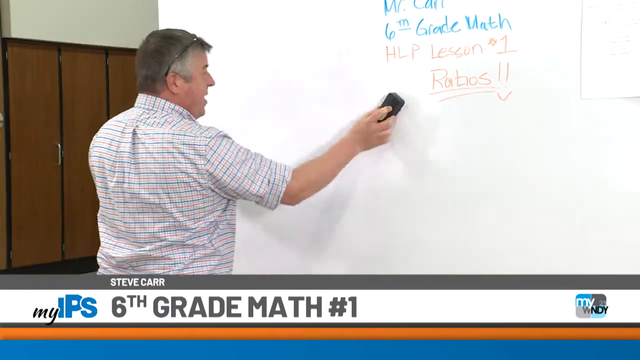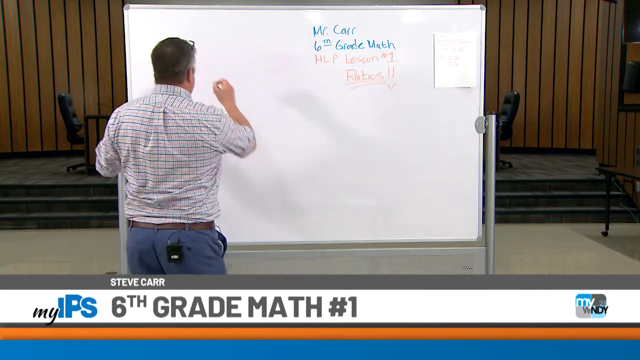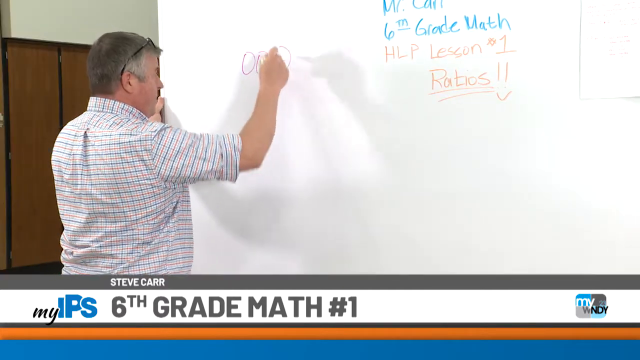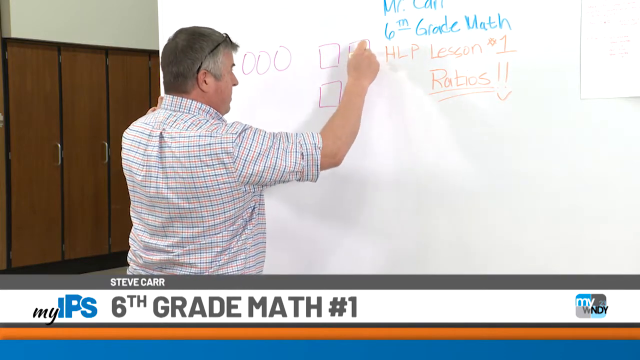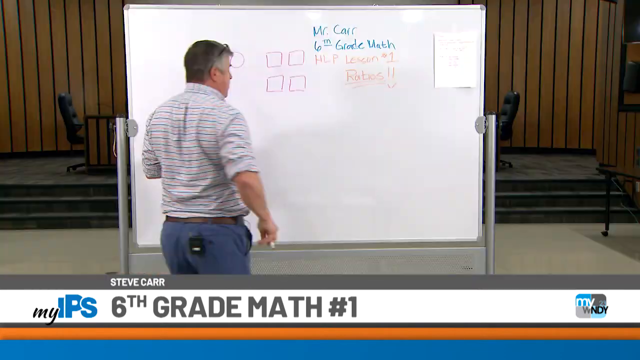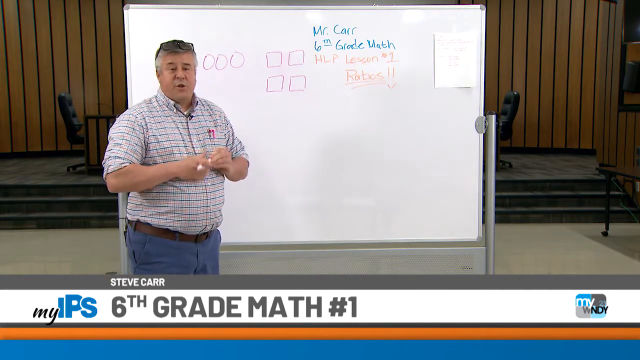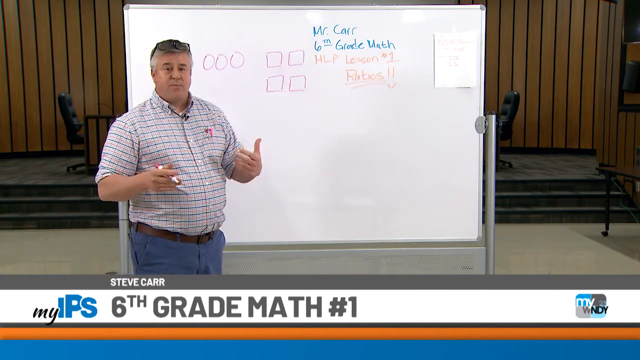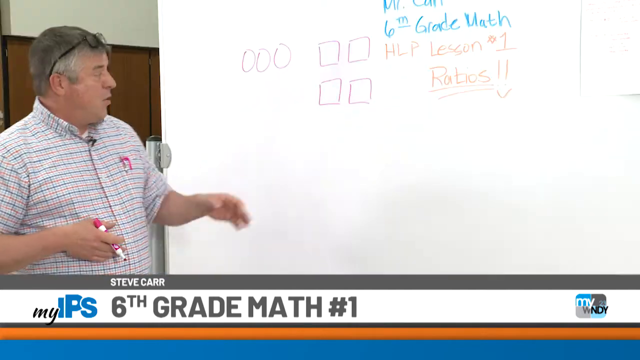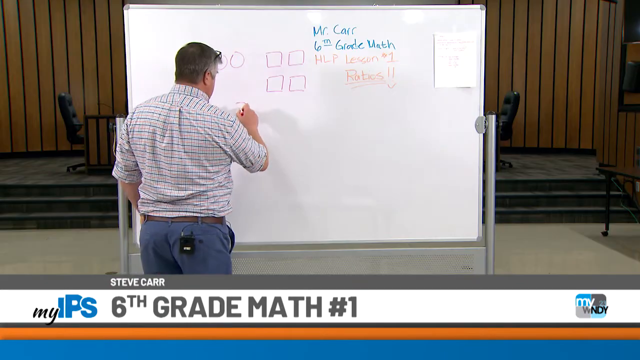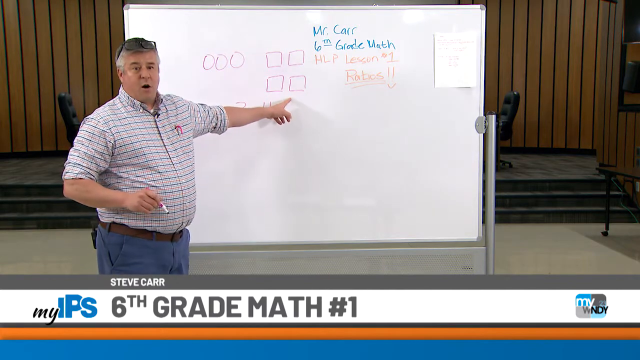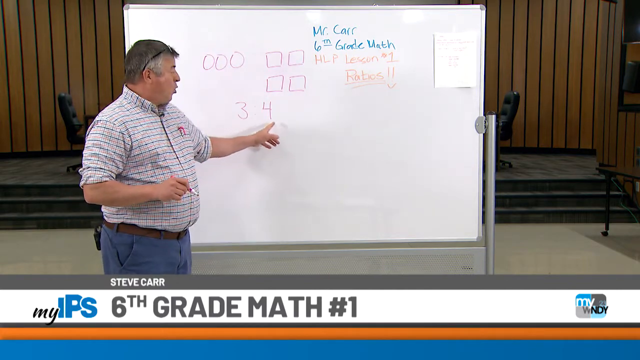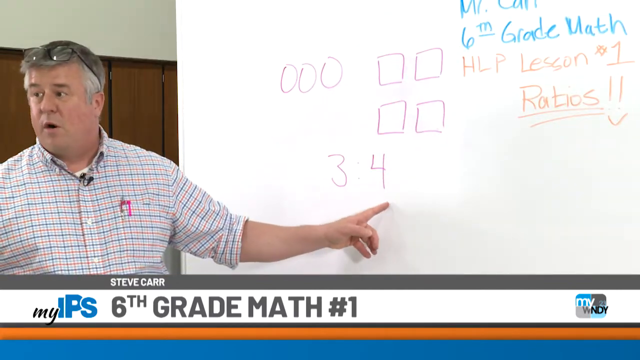So, if we were to say that we had 3 circles and 4 squares, what would be the ratio of circles to squares? Well, the order is important in a ratio. Here we have 3 circles and we have 4 squares. Our ratio is 3 circles to 4 squares, 3 to 4.